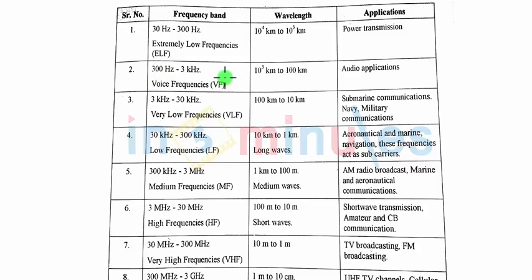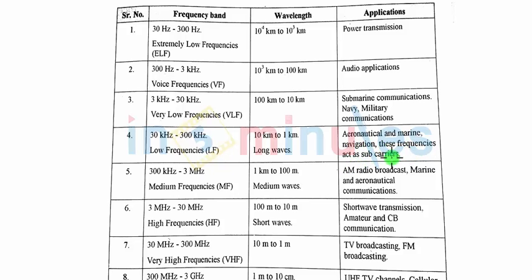So extremely low frequencies can be used for power transmission. 300 hertz to 3 kilohertz is nothing but audio application. To be precise, it is the range of human voice or the speech signal. So various speech related applications will use these frequencies. The next, very low frequency range, will have applications like submarine communications, navy or military communications, etc. Low frequency range of 30 to 300 kilohertz will have applications like aeronautical and marine navigation.